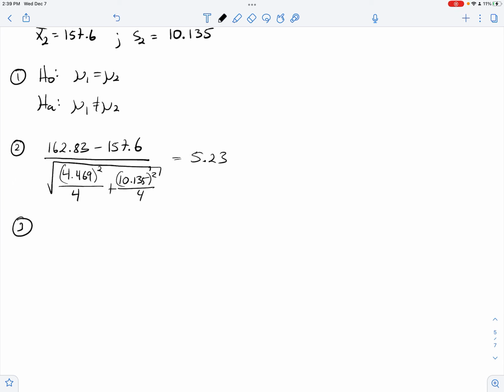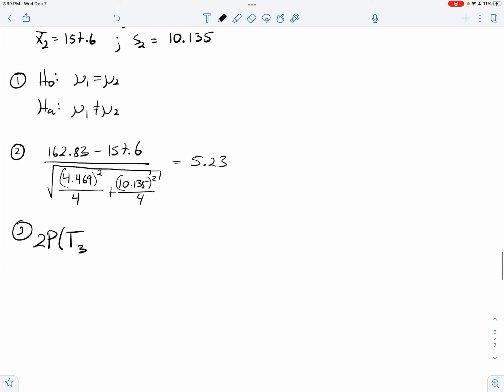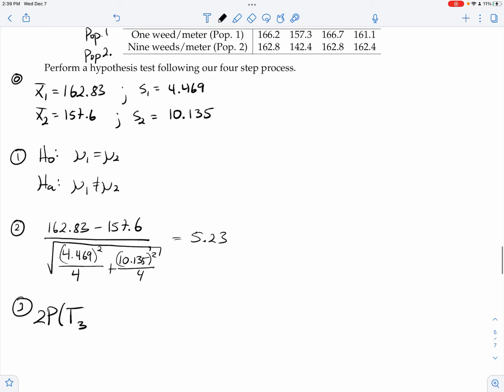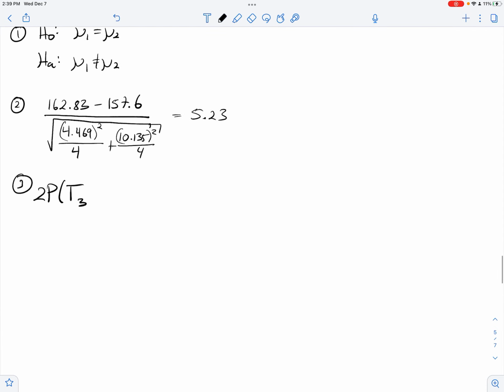Now you want to compute the probability, the p-value. So the p-value is actually 2 times the probability that t, take the smaller of the two sample sizes minus 1, they're both 4, so 4 minus 1 is 3. Probability that the t-distribution with 3 degrees of freedom is greater than or equal to 5.23. And when you run this, you should get 0.41482. And so then step 4, you would definitely want to fail to reject the null hypothesis.